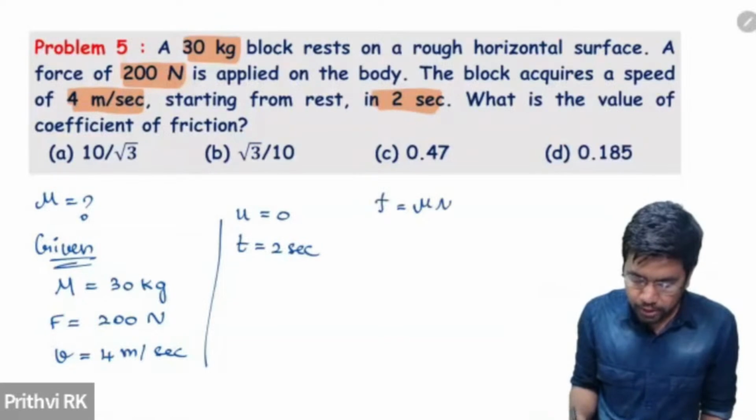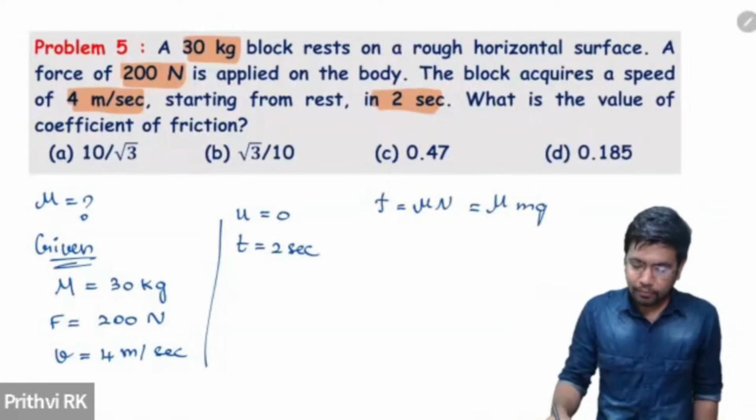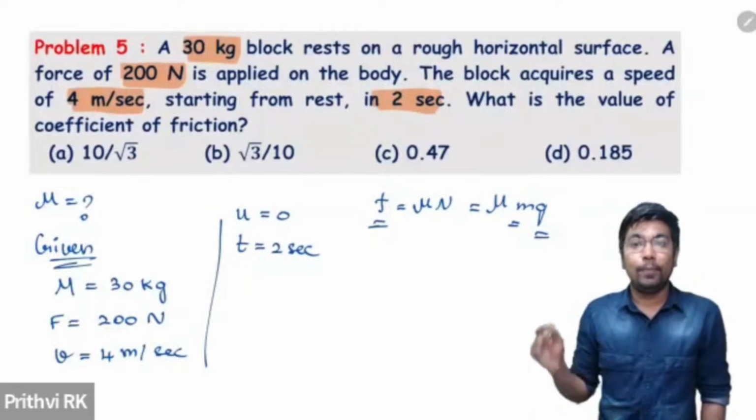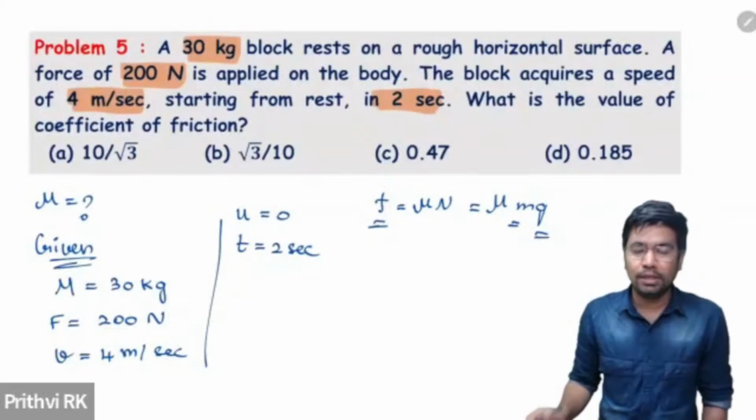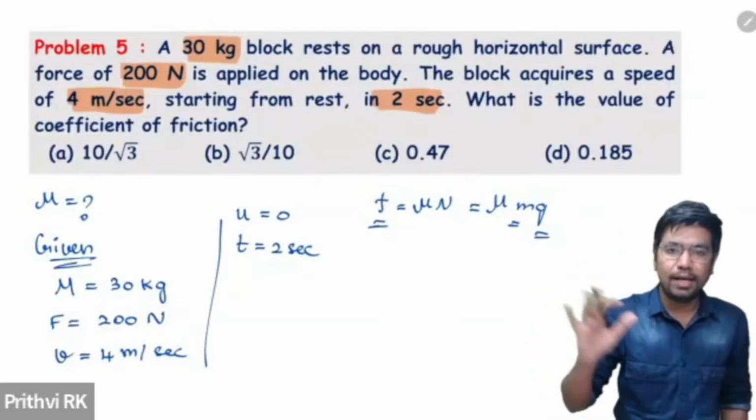Friction is equal to mu into N, or mu into mg. This is a formula you know, right? But for that, you need mass, acceleration due to gravity, and the value of friction. But is the value of friction given in the question? No, they haven't given it. But other than that, they have given some other values, like the velocity and other things.